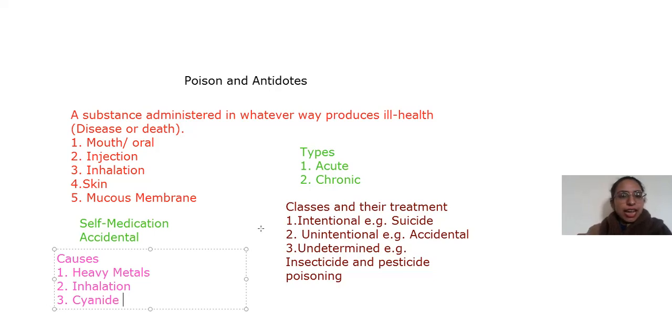Okay. And next, what are the signs and symptoms of poisoning? First, how can we ensure the person has taken poison? Fine. There are particular signs and symptoms by which we can propose that the person has taken poison. So next we will discuss the signs and symptoms of poisoning.